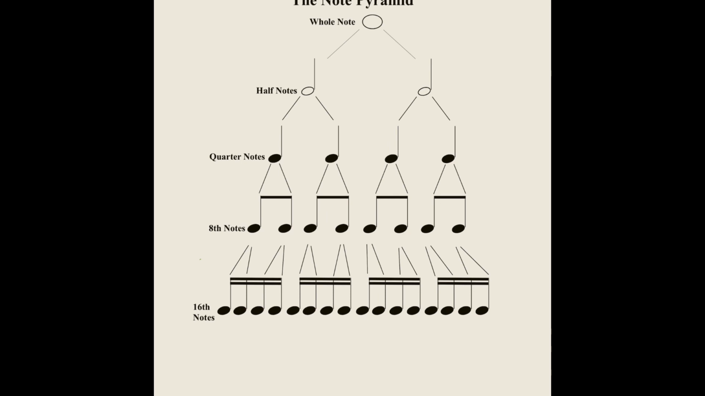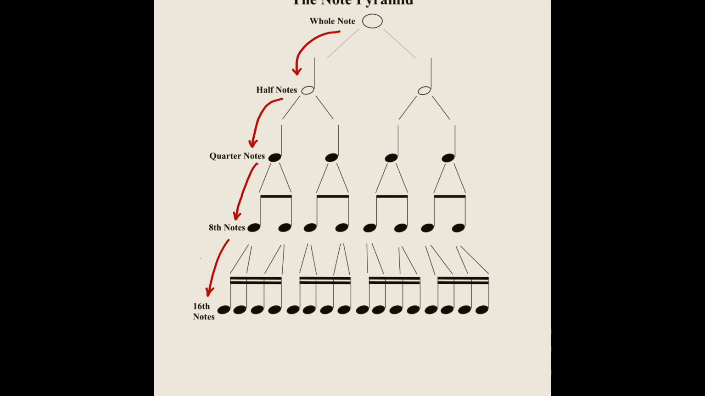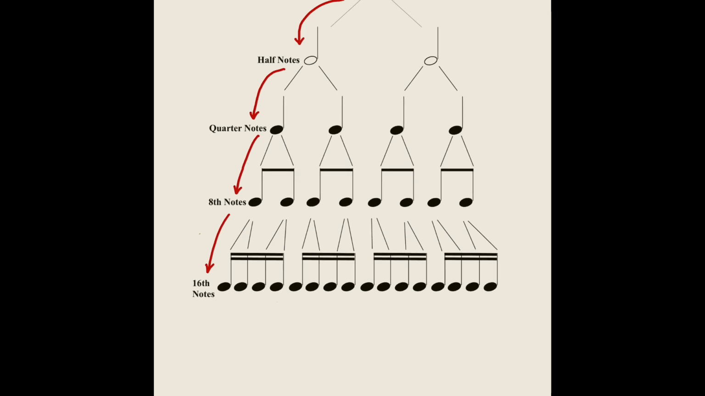So you notice we're not assigning these notes a specific number of beats. We're not assigning these notes a specific duration, okay? So what we can say from a note pyramid like this is that a whole note will be twice as long as a half note. A half note will be twice as long as a quarter note will be twice as long as an eighth note, and an eighth note will be twice as long as a 16th note, okay? We can also say that this will always be true.